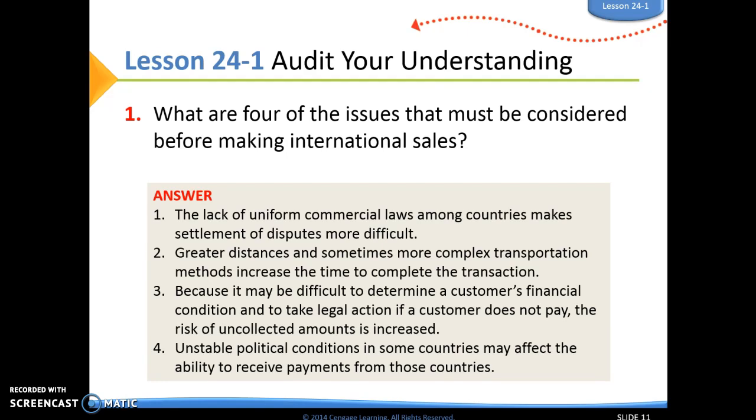Number 2, there are greater distances and sometimes more complex transportation methods that are going to increase the time to complete the actual transaction. Number 3, because it may be difficult to determine the customer's financial condition and to take legal action if a customer does not pay, the risk of uncollectible accounts is going to be increased. And then the 4th, unstable political conditions in some countries may affect the ability to receive payments from those countries.